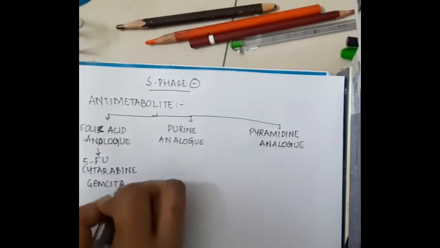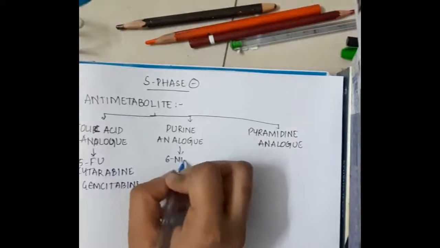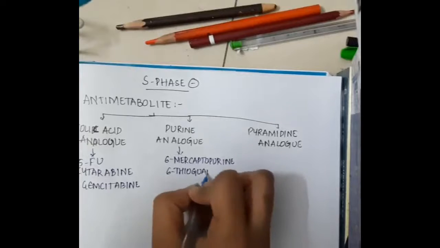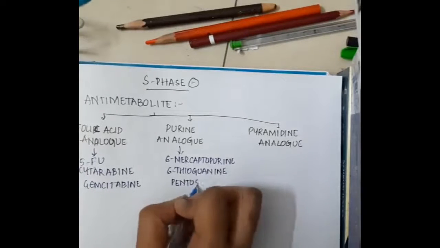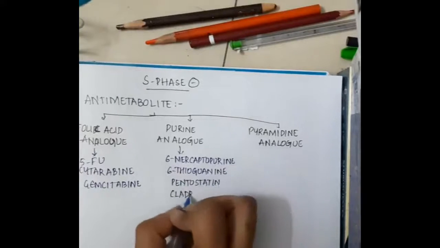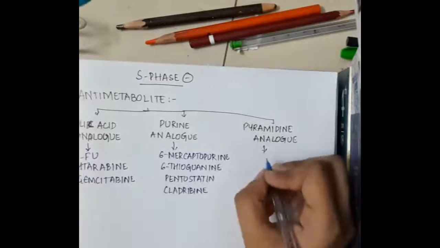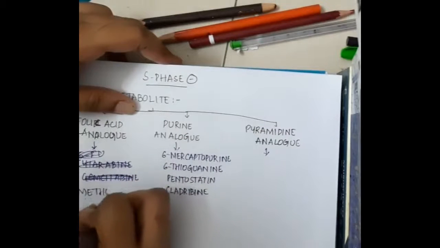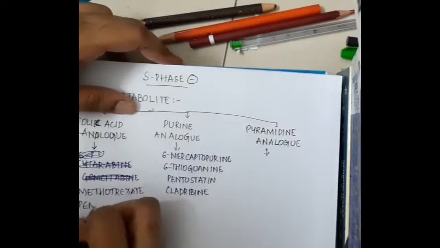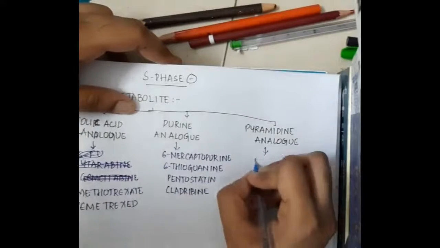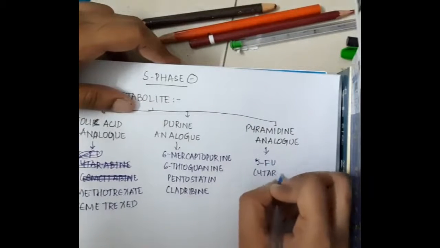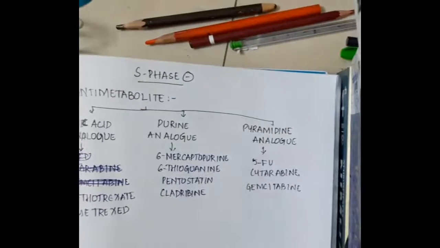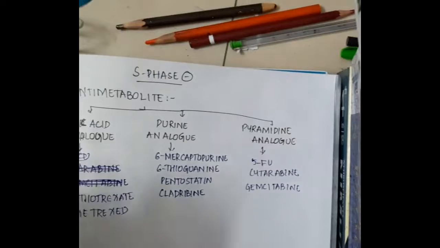Okay, first we will see purine analogues. Purine analogues are 6-mercaptopurine, 6-thioguanine, pentostatin, and cladribine. Then we have pyrimidine analogues. Before that, folic acid analogues are Methotrexate and Pemetrexed. Pyrimidine analogues are 5-fluorouracil, cytarabine, and gemcitabine.